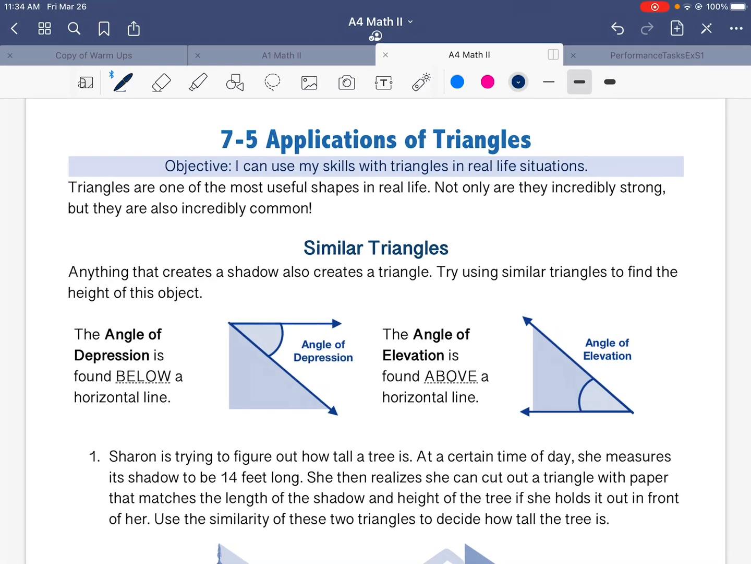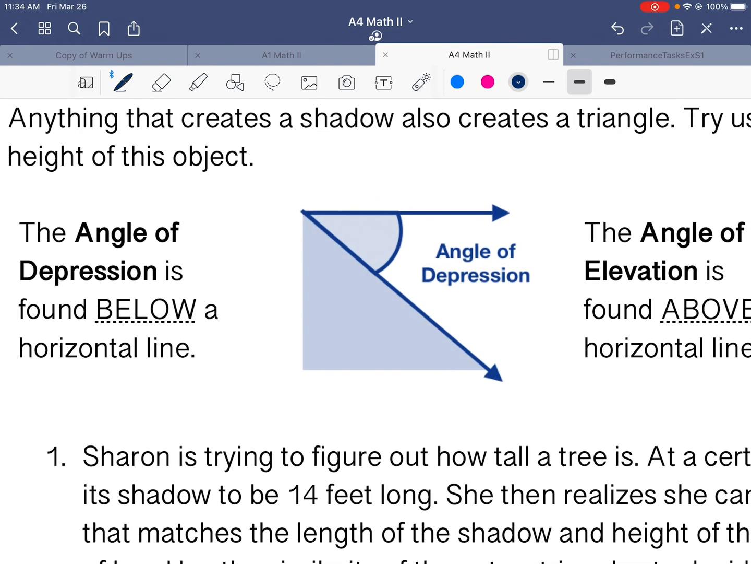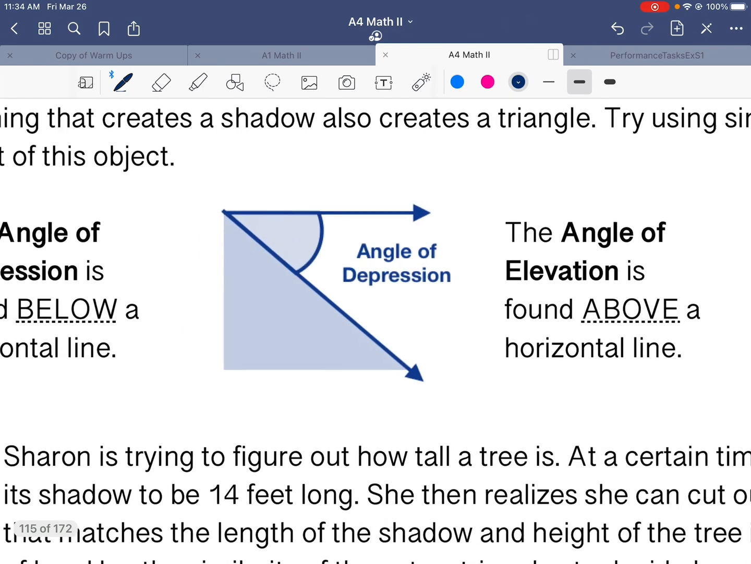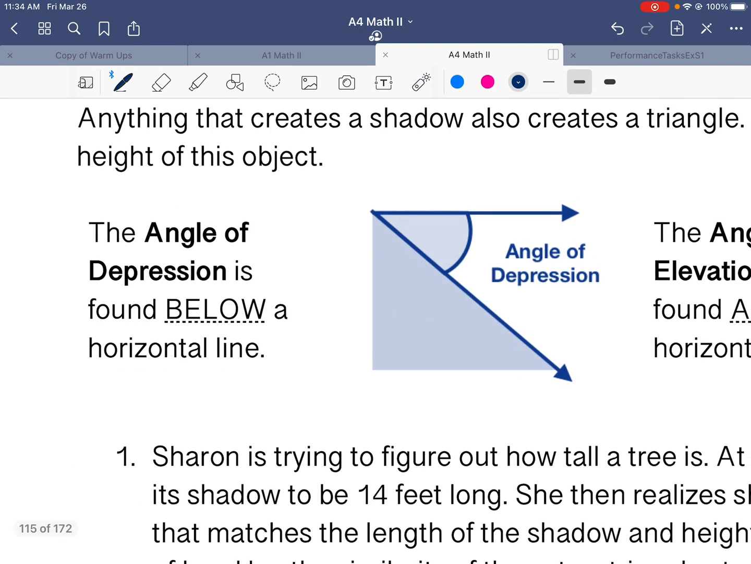Alright, this is 7-5, applications of triangles. So we're first going to talk about these two specific angles. One is called the angle of depression and the other is called the angle of elevation. These two angles are called what they are because of their relationship with a horizontal line.